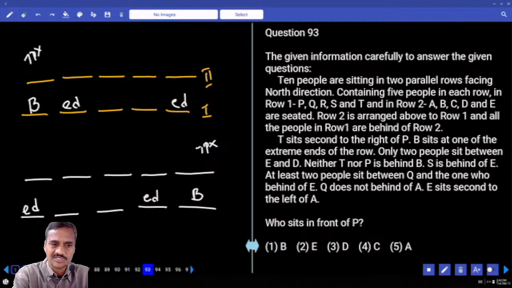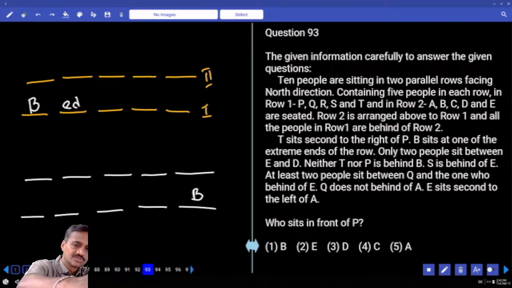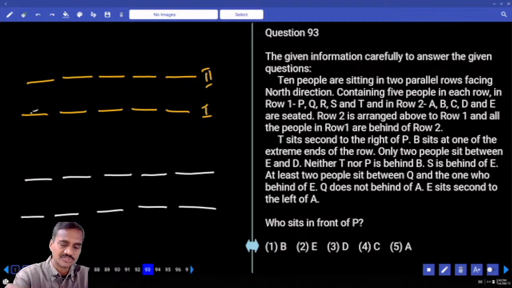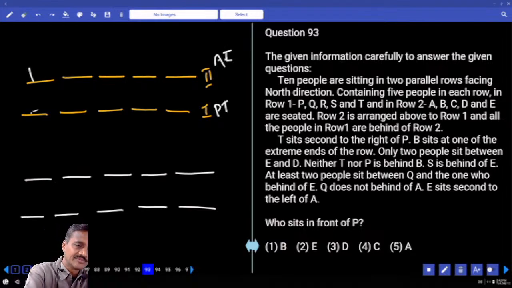Row 2 is A, B, C, D, E. And row 1 is P, Q, R, S, T. Now B sits at one of the extreme ends of the line. B can be at the left extreme or B can be at the right extreme.